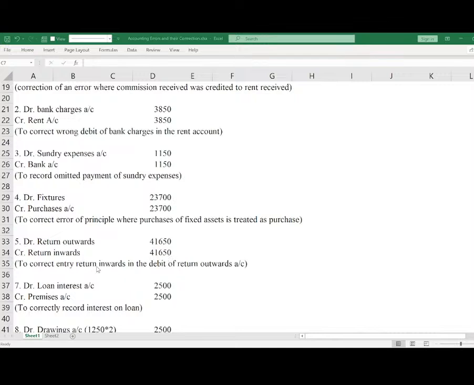So here we are correcting the entry. So to correct entry return inwards in the debit of return outwards account.